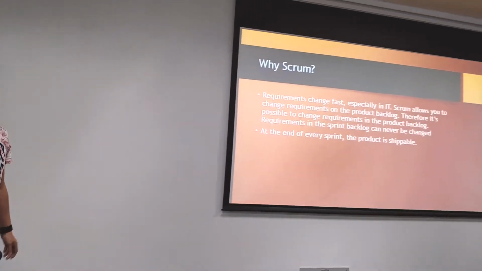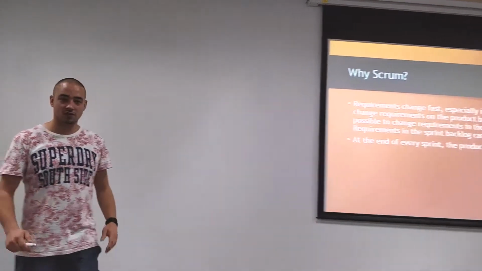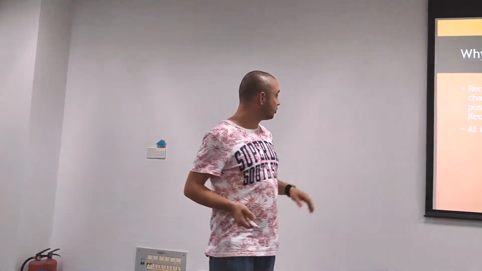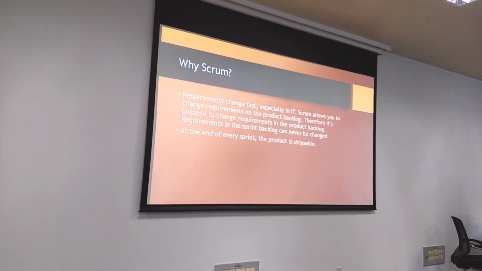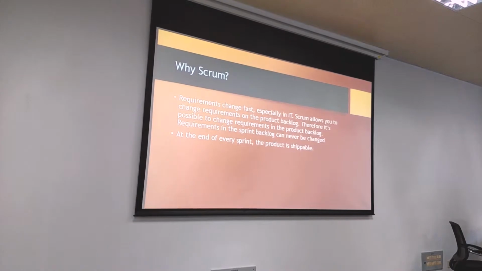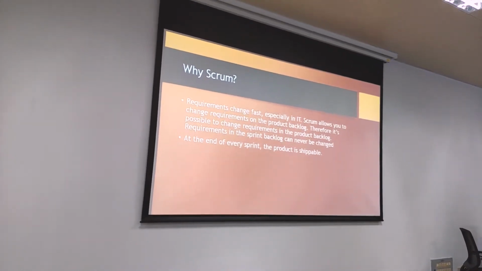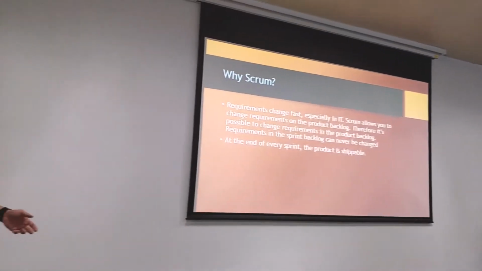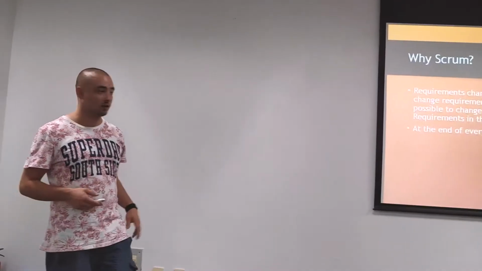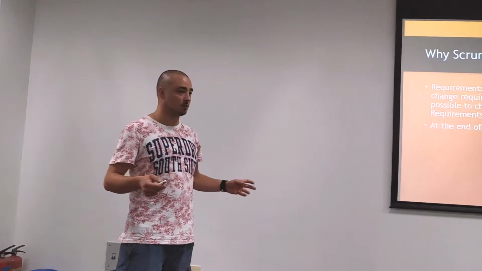Why Scrum? Requirements change fast, especially in IT. So Scrum allows you to change requirements on the product backlog. Therefore, it's possible to change requirements in the product backlog, and the requirements in the sprint backlog can never be changed. So because requirements change very fast, it's important to use a method that can handle it. In the traditional waterfall method, it's not possible, because it's only at the end of the project that the client lets you know what he thinks of the product, and maybe it's too late.